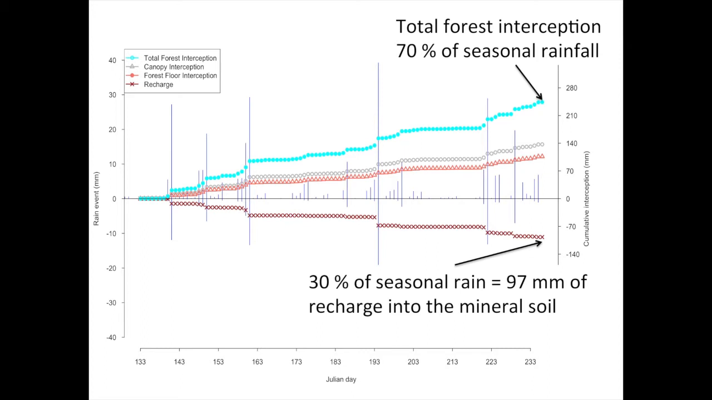Okay? So in light blue, I'm showing the trace of the cumulative total forest interception, which is pretty much the sum of the canopy interception and the forest floor interception. As you can see, for 1 year, this is the series for 2010, the total forest interception was up to 70% of the rain that reached the forest in 1 year, meaning that only 30% of the rain was able to reach the soil in a typical year.